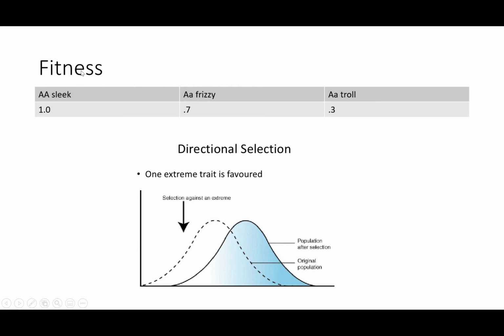For fitness, you're most fit if you're sleek because it's the most hygienic. You're in between if you're frizzy, and you have the least fitness at 0.3 if you're a troll. So because of this, we can establish that our selection is directional.